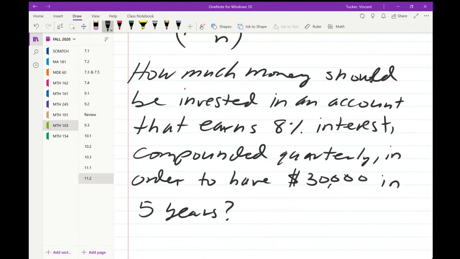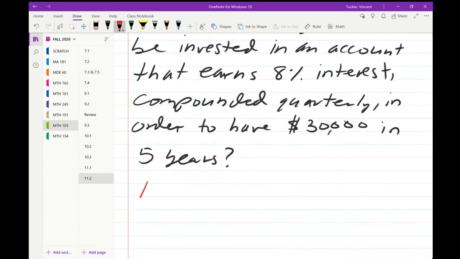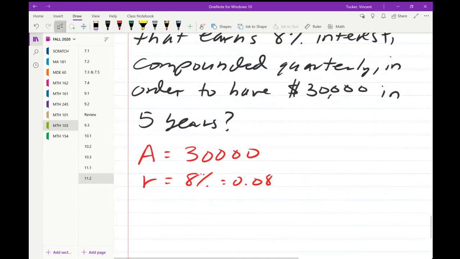All right, so how much money should be invested in an account that earns 8% interest compounded quarterly in order to have $30,000 in 5 years? So, as always, you write down your givens first. We want to have $30,000, so that's the future value. Your rate is 8%. Time is 5 years.